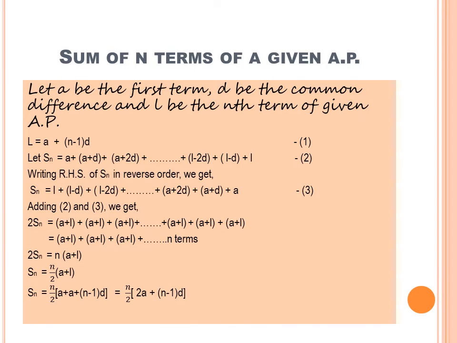So the value of sum of n terms comes out to be n by 2 into a plus n minus 1 into d. Putting the value of L, we get n by 2 into 2a plus n minus 1 into d. If we are not knowing the value of last term, we can use this formula to find out the sum of n terms of a given AP, that is n by 2 into 2a plus n minus 1 into d.